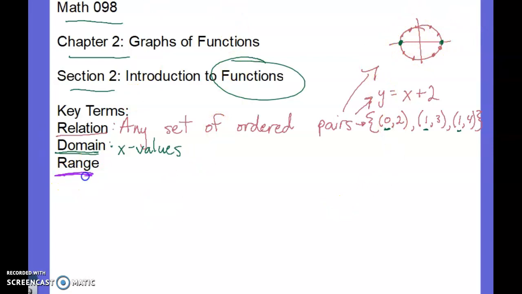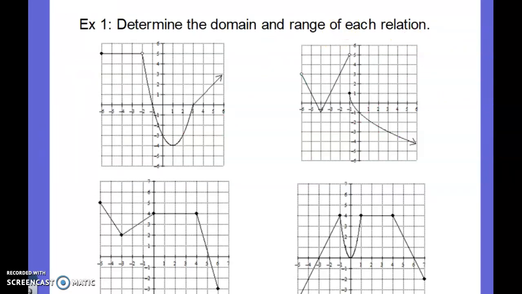And then same premise with the range: the range is all the y values. So the y values on this one would be 2, 3, and 4. On this one, y could be anything, so the set of reals again. By the way, you're going to see me write it like this, a set of real numbers. You've seen that in Chapter 1. And then there's a smallest y value in this graph and a largest y value. So we might use interval notation on that one, depending on what's expected of you.